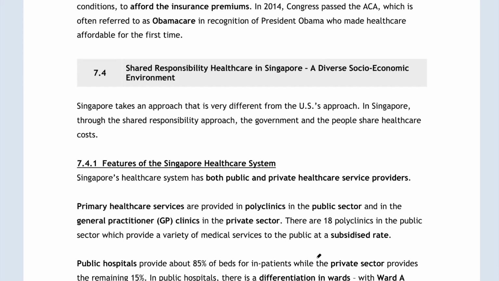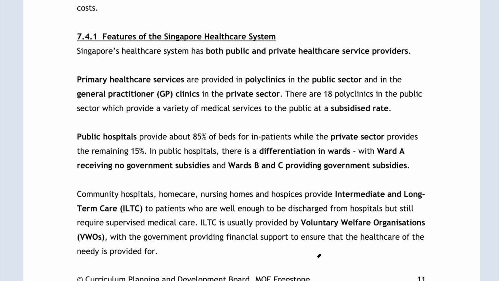Singapore's healthcare system takes a very, very different approach from the US. In Singapore, we have something called the shared responsibility framework. We have a differentiated level of healthcare system. First and foremost, we have the primary healthcare service, which is the GP clinics, your family doctors. This is the private sector, and there are polyclinics, which are in the public sector. These polyclinics offer a bunch of basic medical services at a very subsidized rate.